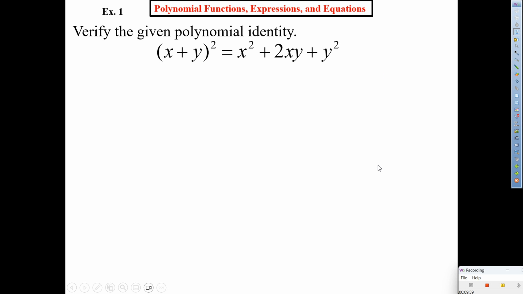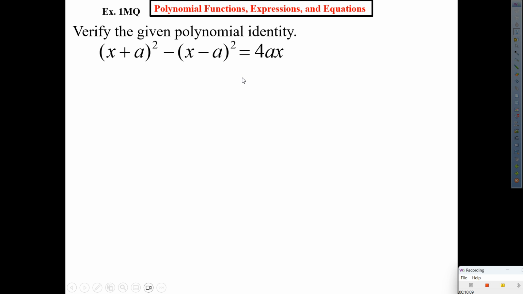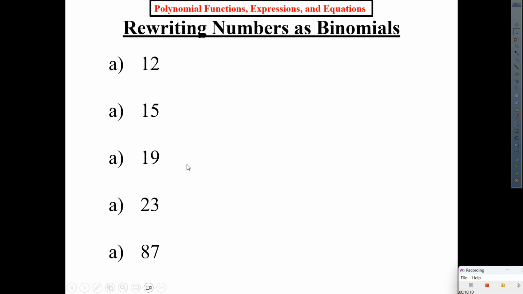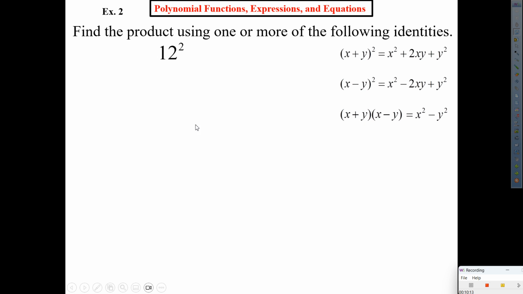Look up. We did this one. We verified. I did it. You guys did that one. Then we did this one together. And then from there, we went to writing these as binomials. From there, we did this one. Did I give you this one or this one? 14? Yeah? And then we go to these and so on and so forth.